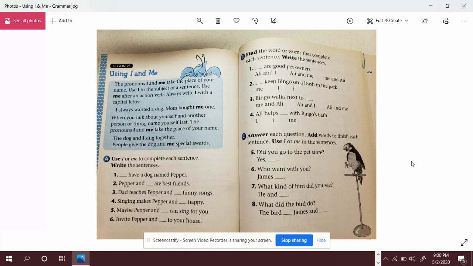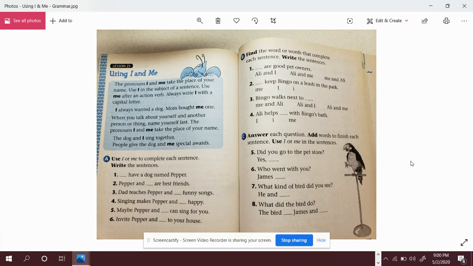I will give you a second to try and see if you can think of the answer before we go over the answer. So part A says use I or me to complete each sentence and write the sentences. You're not writing these sentences, you're just listening to this as a little introduction to I and me. Blank have a dog named Pepper. Would you use I or me? It is I. I have a dog named Pepper, because it is in the subject of a sentence.